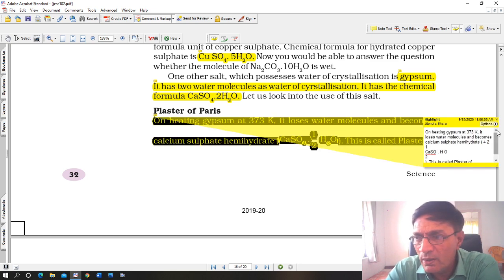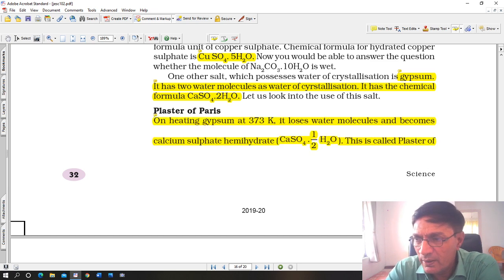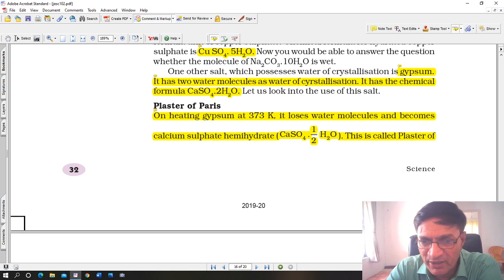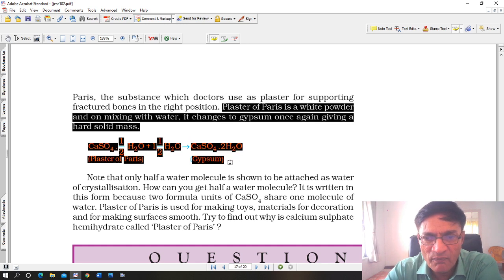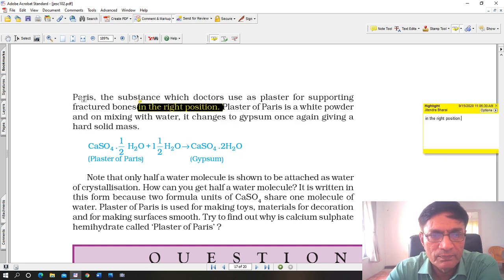Okay, this is called plaster of Paris. Now, calcium hemihydrate. Okay, just remember the formula. The substance which doctors use as a plaster supporting fractured bones in the right position. Plaster of Paris is a white powder, and on mixing with water, it changes to gypsum, once again giving a hard solid mass. Okay, this part, and of course the reaction also.